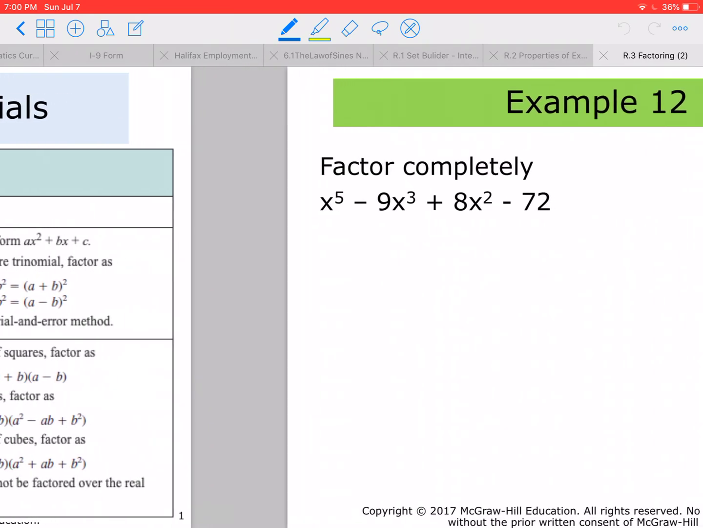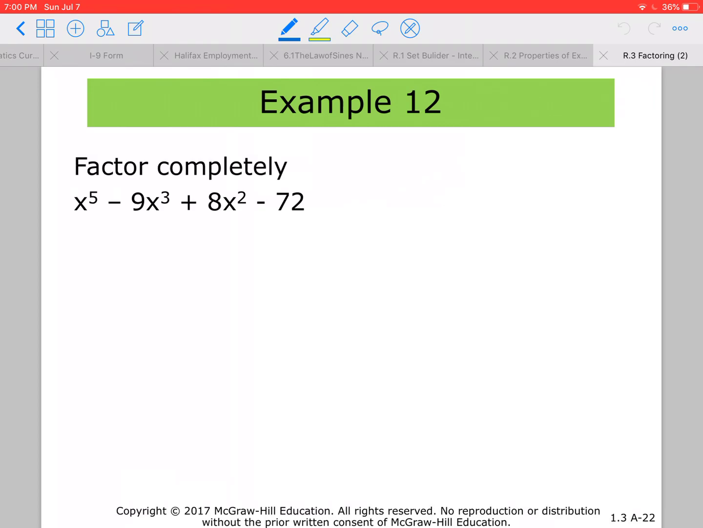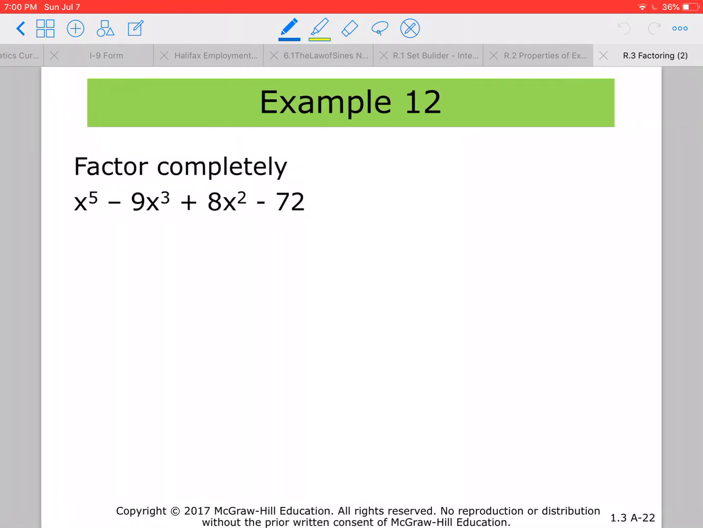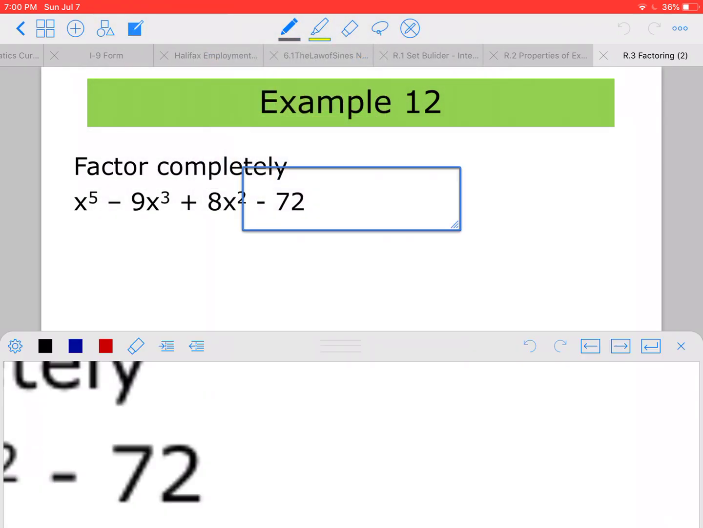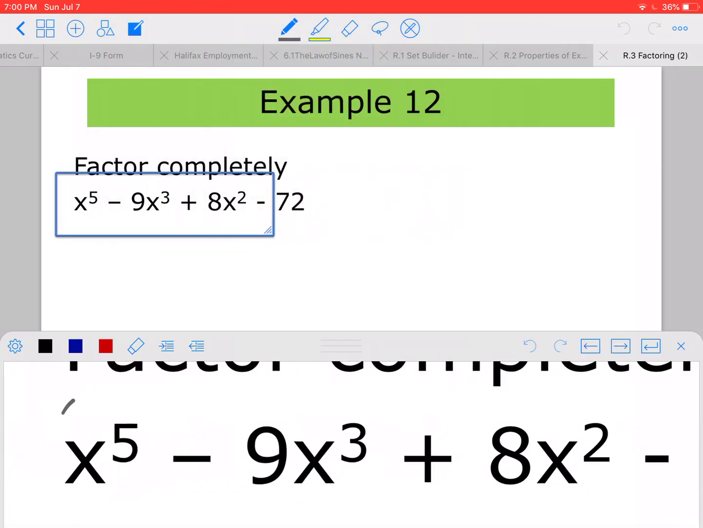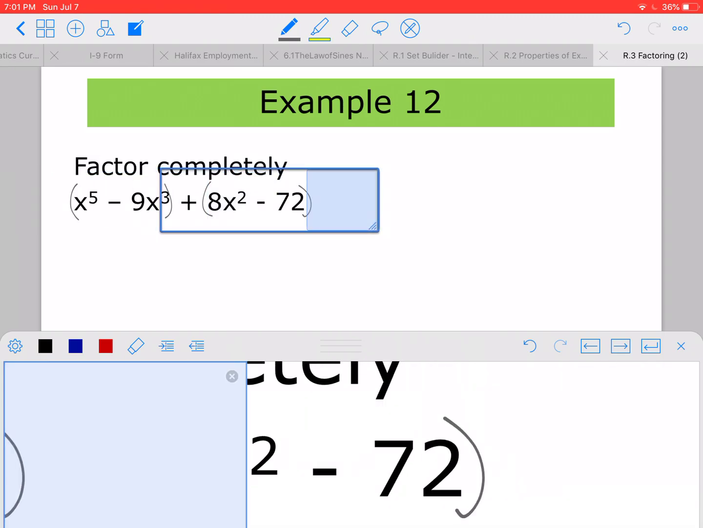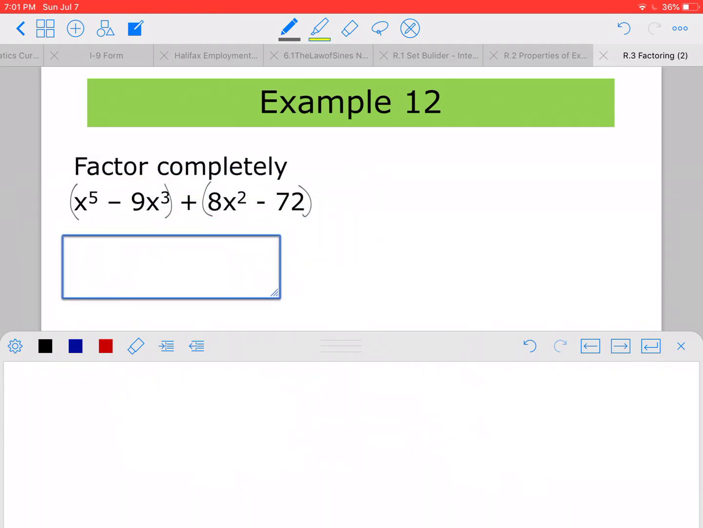So let's look at a nice large one here. There are 4 terms, so according to our list, we need to start by factoring by grouping. I'm going to group the first 2 and the last 2. You can always rearrange, but I don't think we need to in this case.